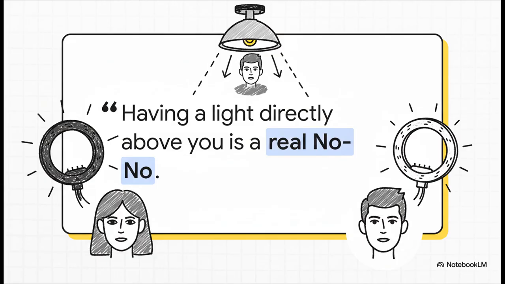This quote absolutely nails our next point: lighting. That overhead ceiling light might seem fine, but on camera, it casts these really weird, harsh shadows under your eyes. It's a classic mistake, but thankfully, the fix is just as simple as the camera angle one.